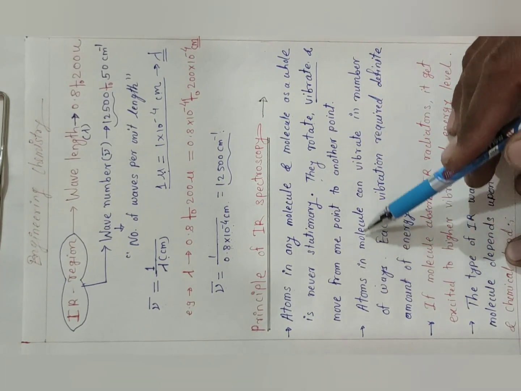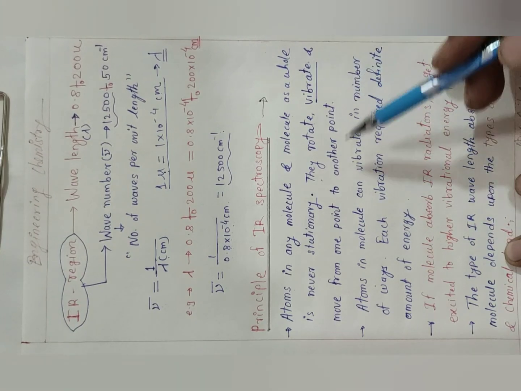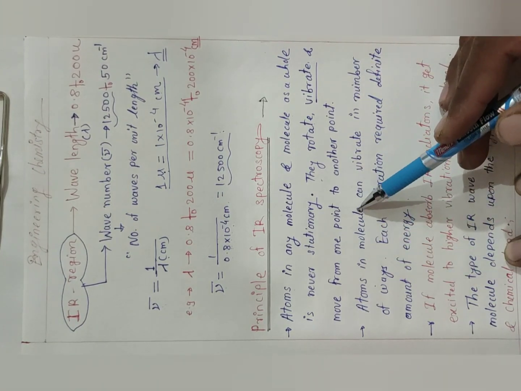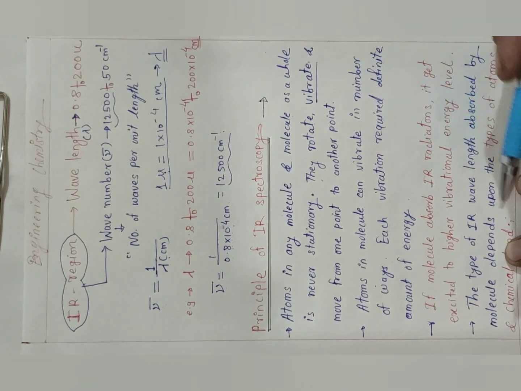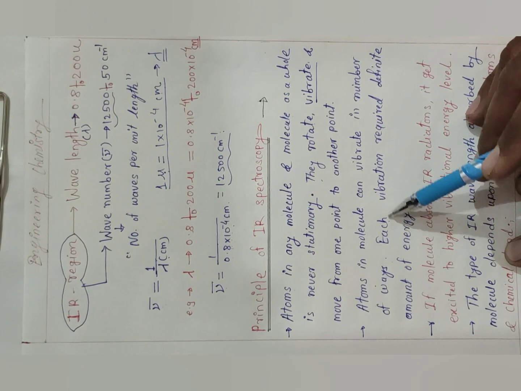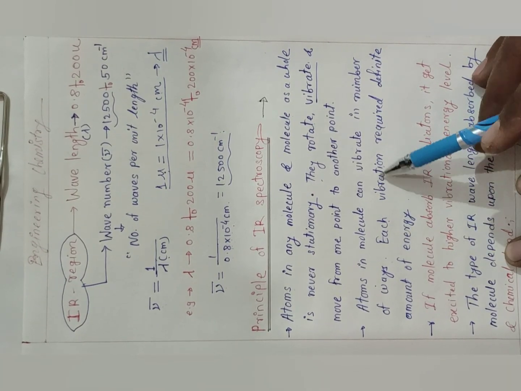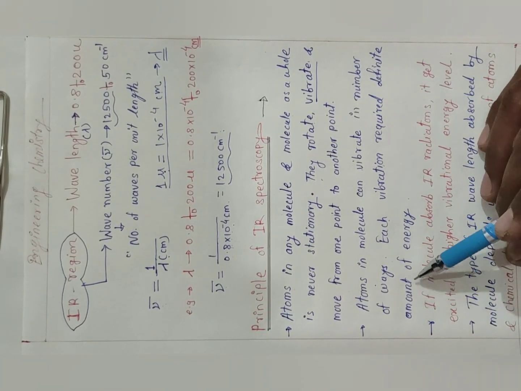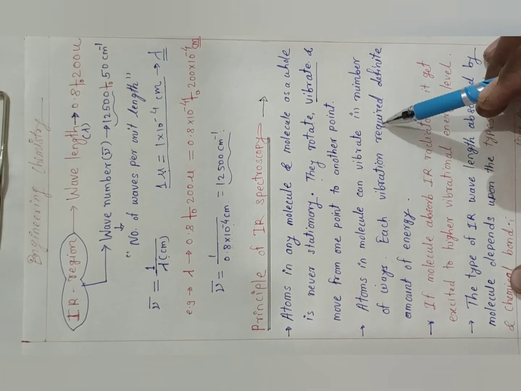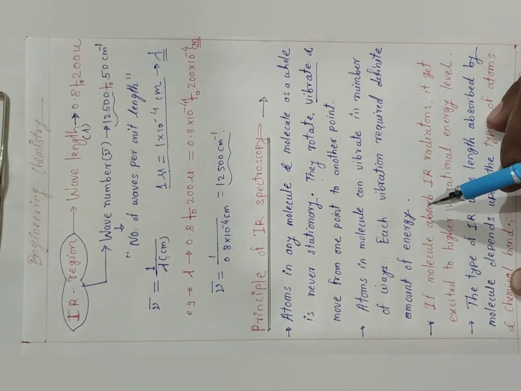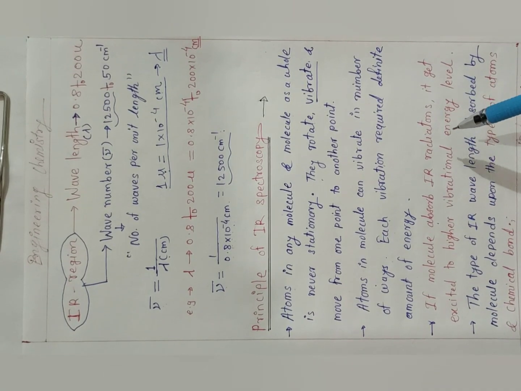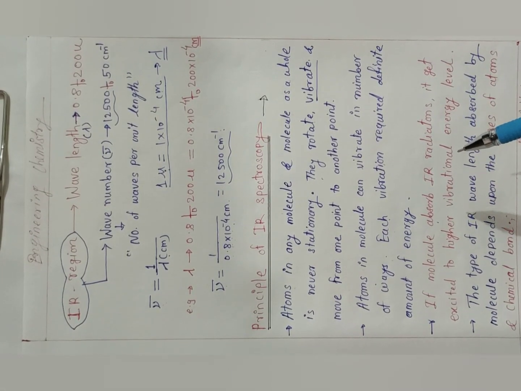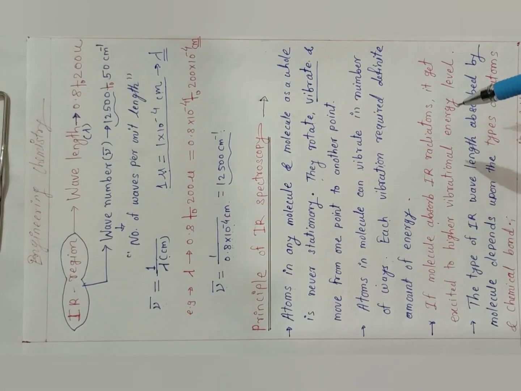So here atoms in a molecule can vibrate in a number of ways, means different ways of vibration are possible, and each vibration requires a definite amount of energy, or you can say each vibration requires a specific amount of energy. If a molecule absorbs IR radiation, then it gets excited to a higher vibrational energy level.